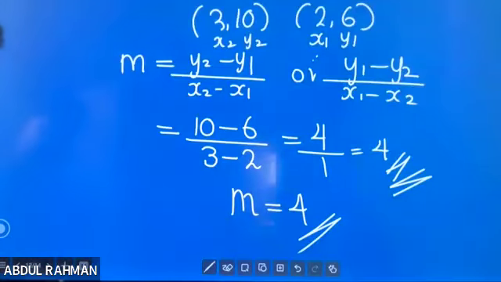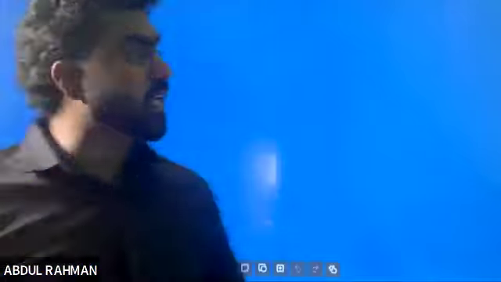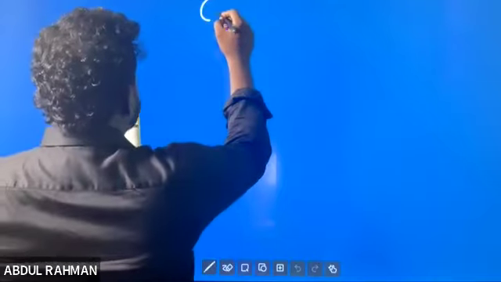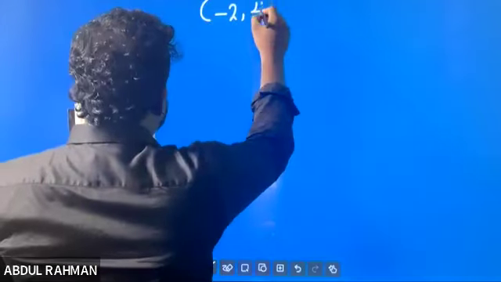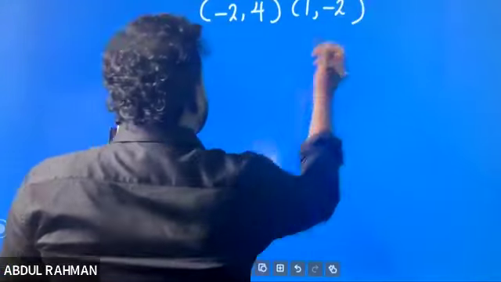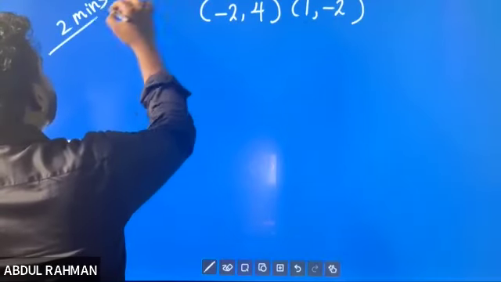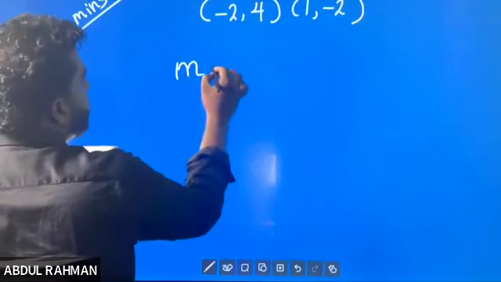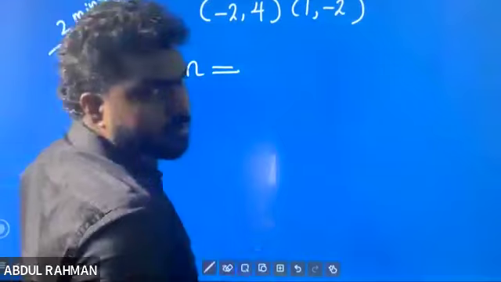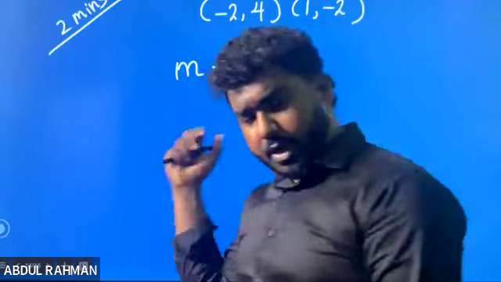All good. Now moving to the next page. Now you have two coordinates. What are the two coordinates? You have minus 2 comma 4, and 1 comma minus 2. I'll give you 2 minutes. Try to find out the gradient of these coordinates.